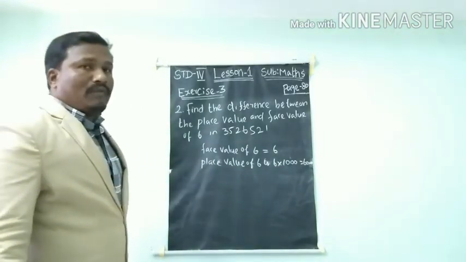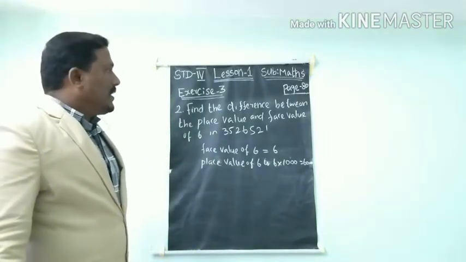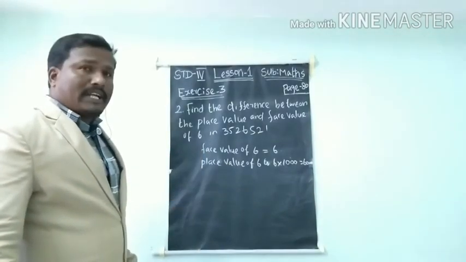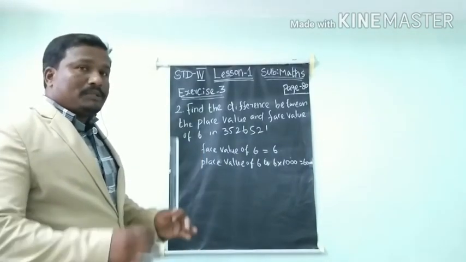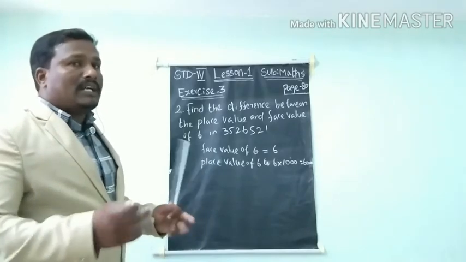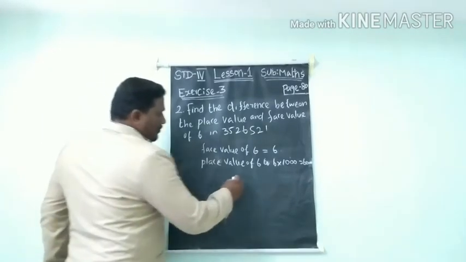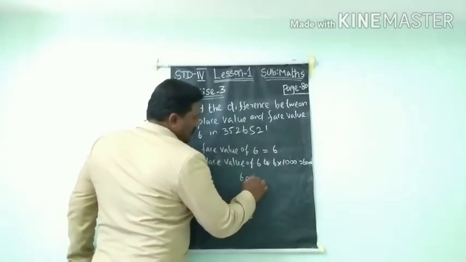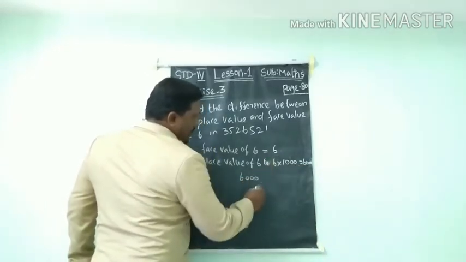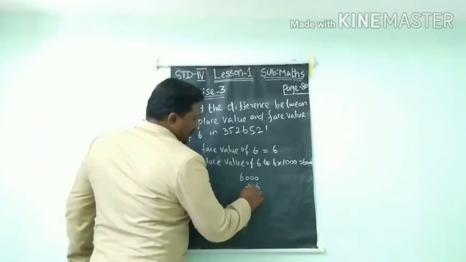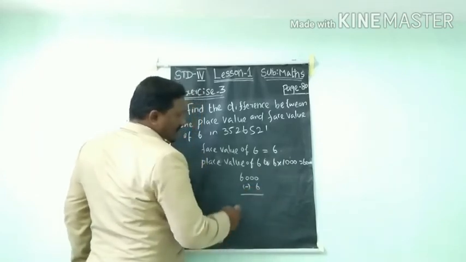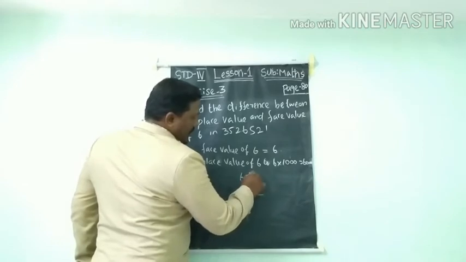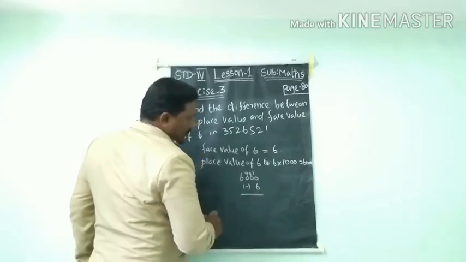Now we want to find the difference of the place value and the face value. So what can we do? We subtract the face value from the place value. So 6,000 minus 6. Here we have to borrow 1. Okay, so here 9, here 9.